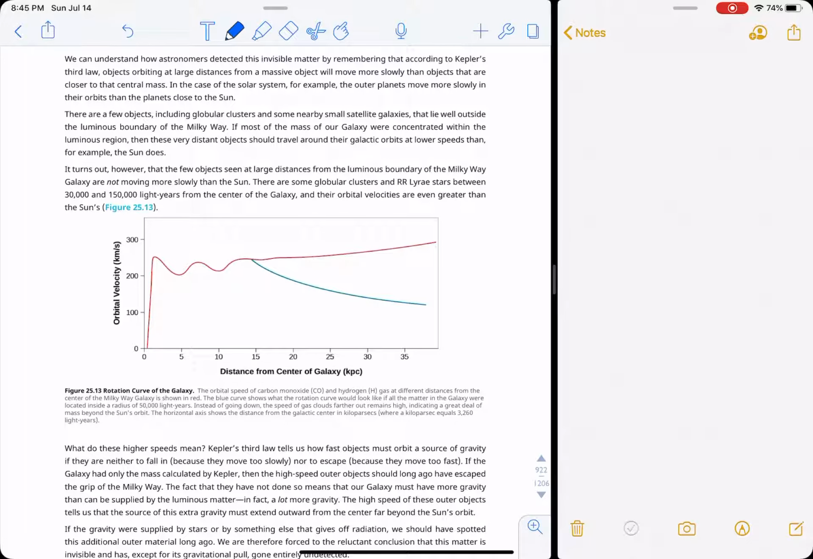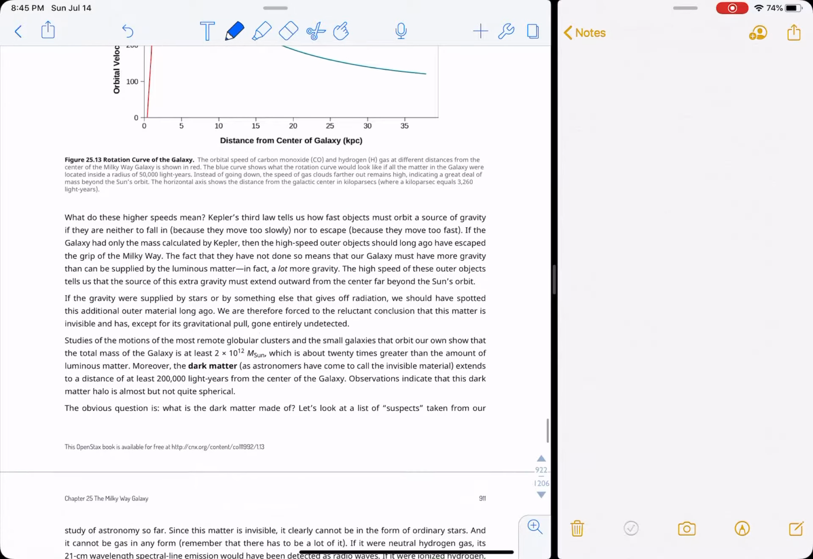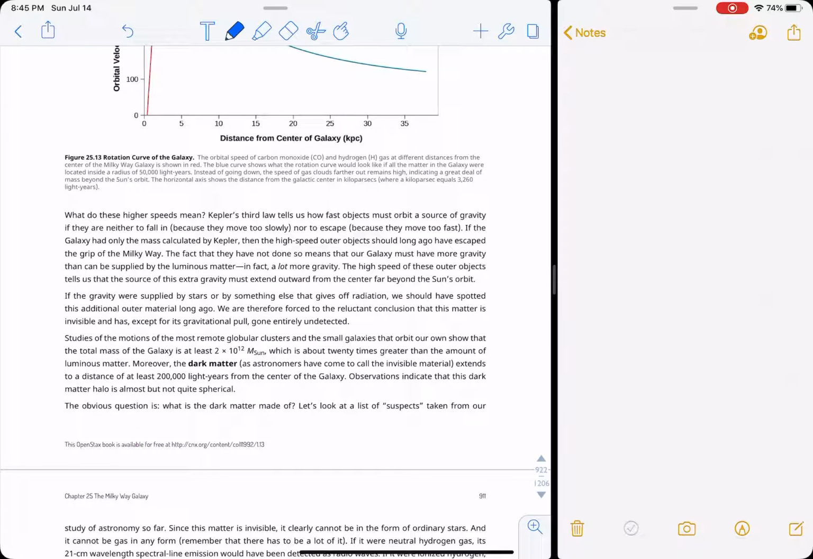So that's our first evidence for dark matter: there must be a lot more gravity than we can estimate. That means just by counting the stars, there isn't enough stuff. So we have to require a thing called dark matter.